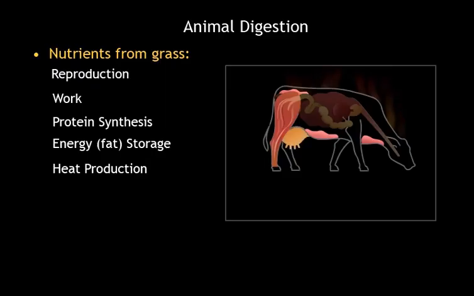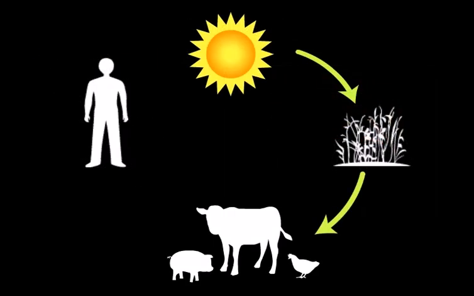Finally, some of the nutrients and energy will be utilized for the production of milk. Like cattle, humans consume plants to acquire energy and nutrients. We may also choose to consume the meat from animals or other food products from animals such as milk and eggs for energy and nutrients.